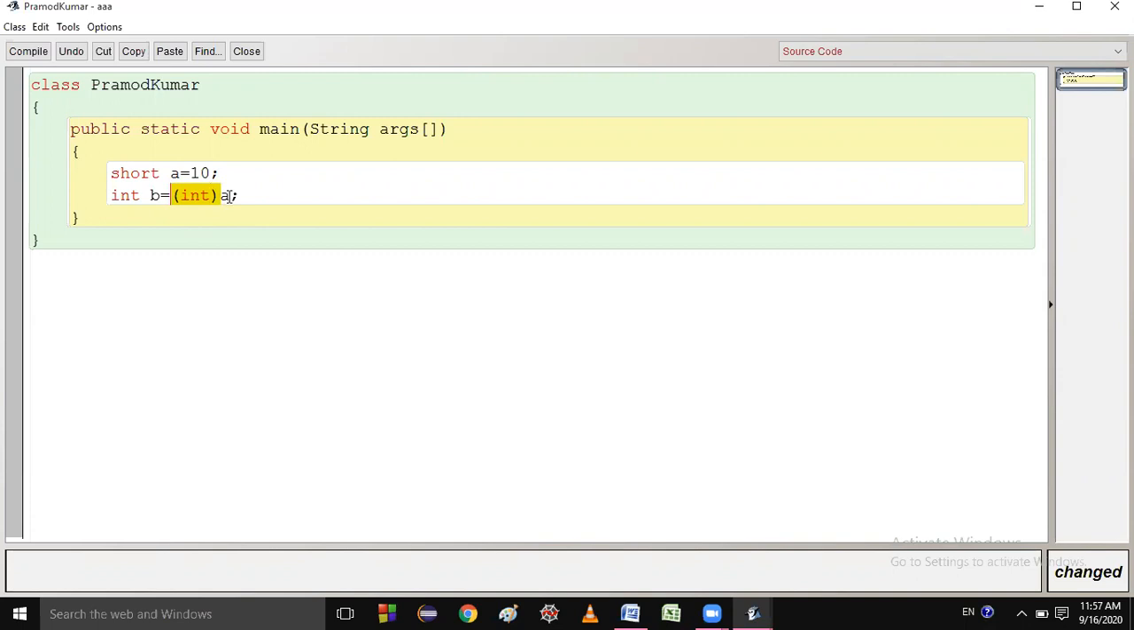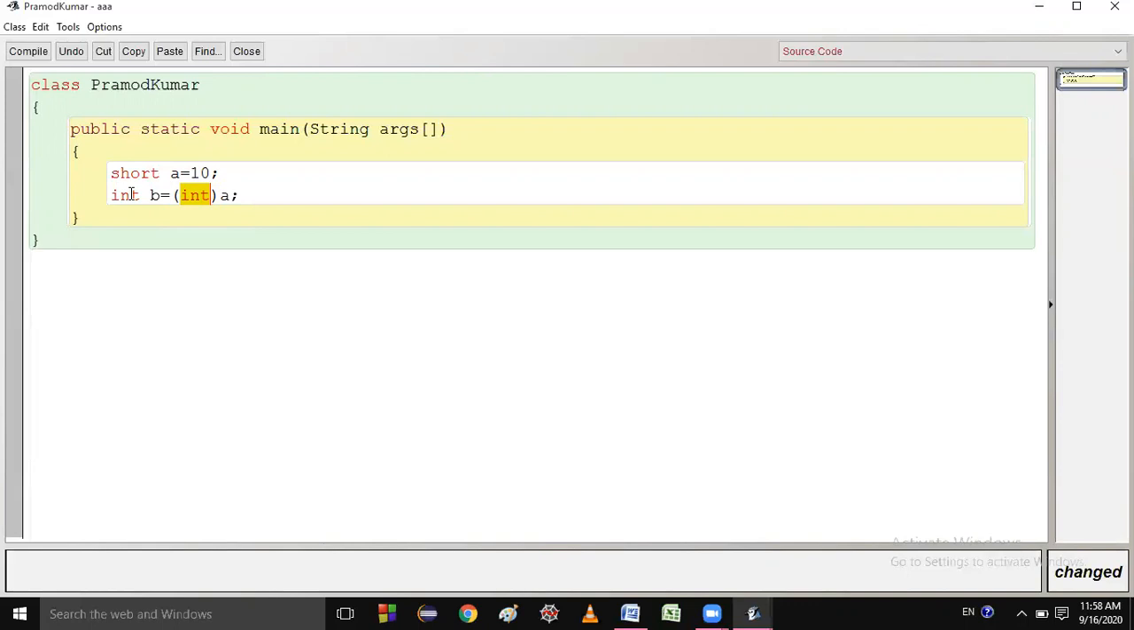And because this a is further converted to integer, you need to have another variable b of integer type. Can you understand what I'm saying? No, sir. This short a, what is the type of a? Short type. So you are converting this to integer type, so we need a type cast operator. Basically, this is dependent on which type you are converting to. So you are converting to integer type, so you will write int in the bracket. Okay. Yes, sir.